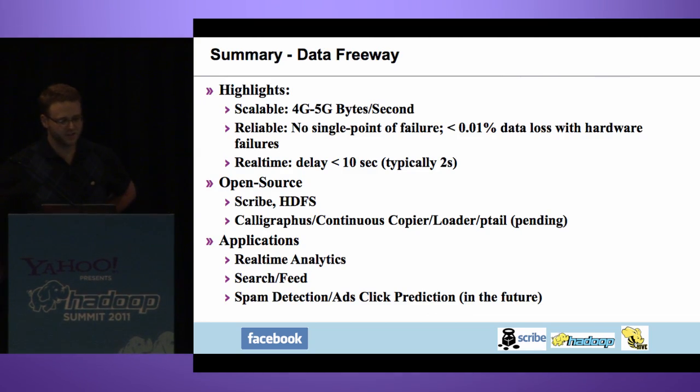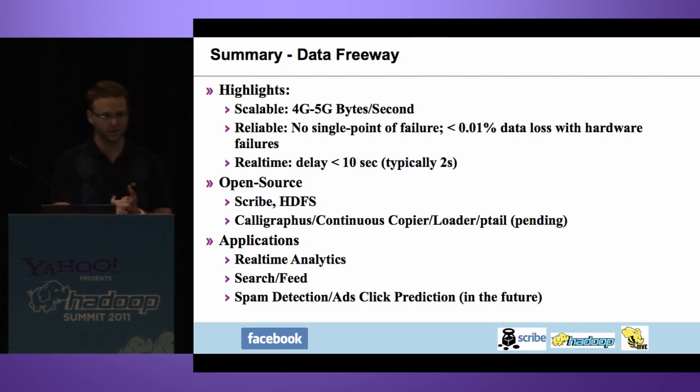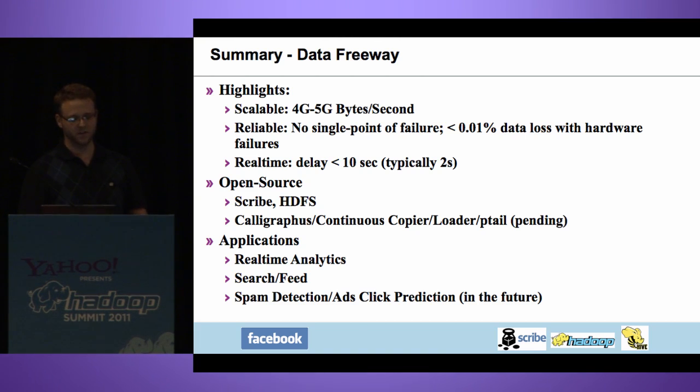Aside from what the slide shows here, if you want to remember some pieces: Scribe and Calligraphus are a distributed logging service, which get the data into the system. HDFS is at the core, providing reliability, replication, and so forth. ptail is the tool to get the data out in a very simple way and with some reliability elements built in. And Puma is our emerging real-time analytics platform.